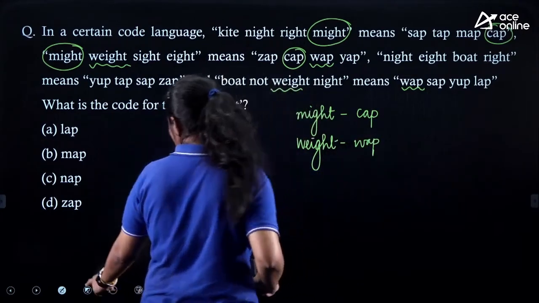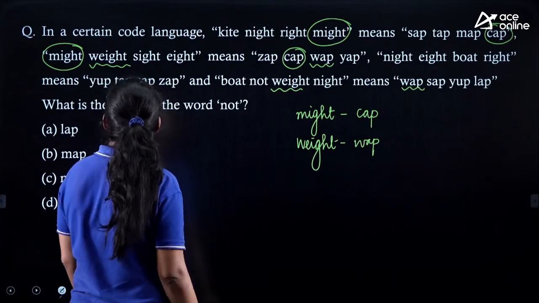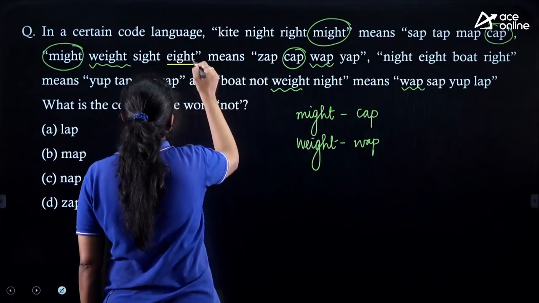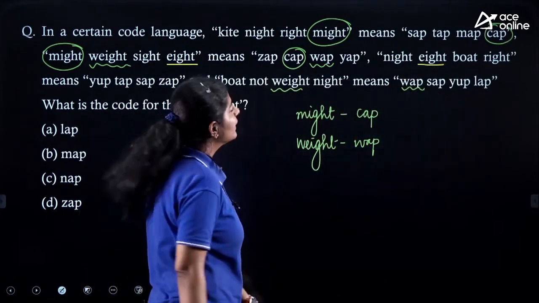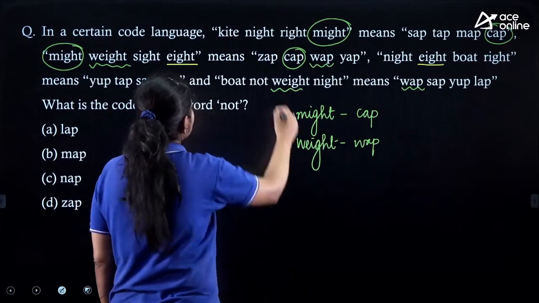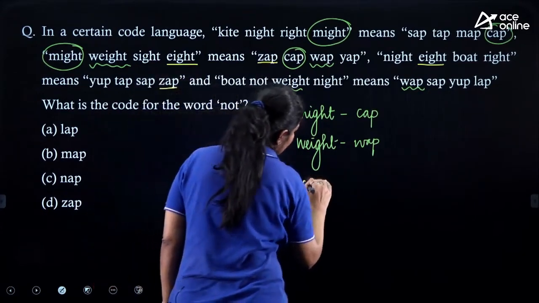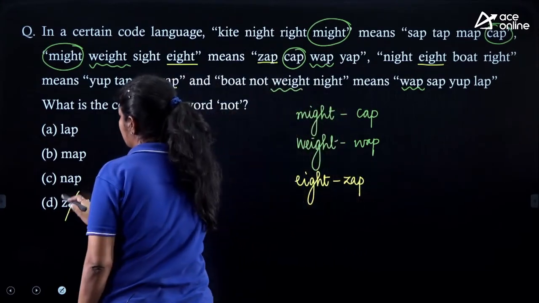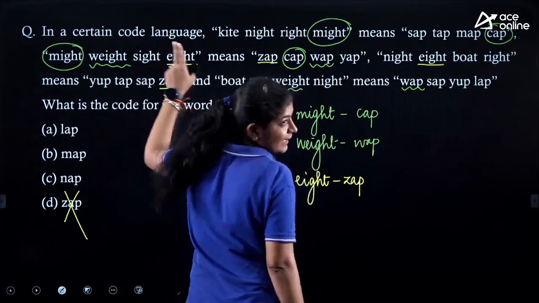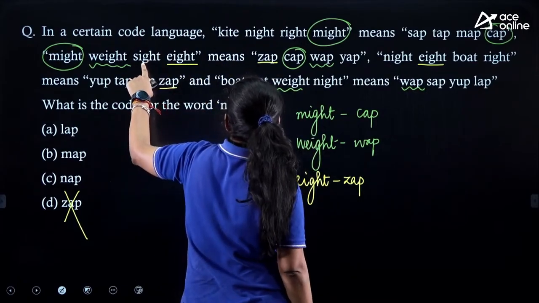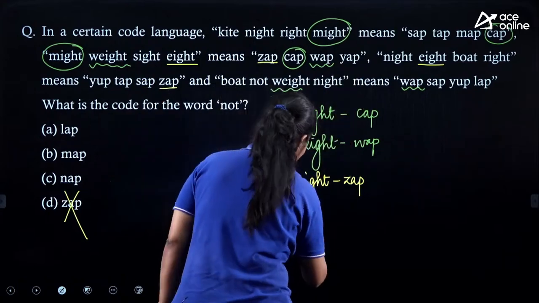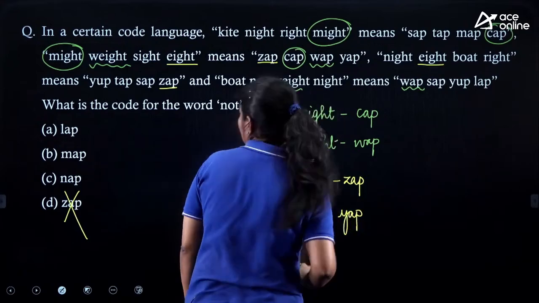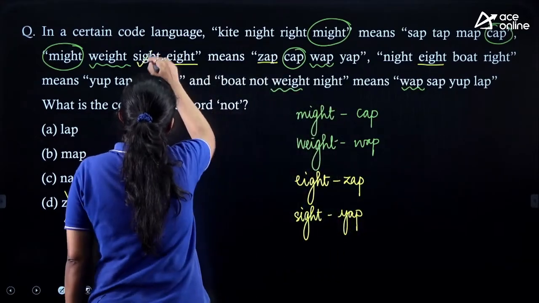Right? The next code that we are having over here is 8. The common clue that we are having over here is zap. So basically this option is eliminated. In the code second, we can easily see that we are only left with one word, that is sight, and only one code, that is yap. So sight is coded as YAP, right? That means we are done with this clue.